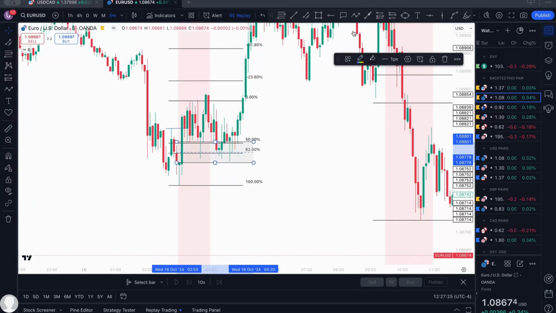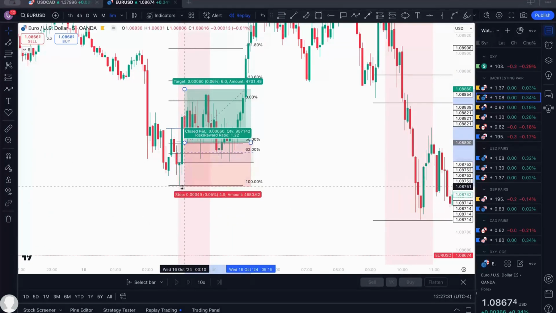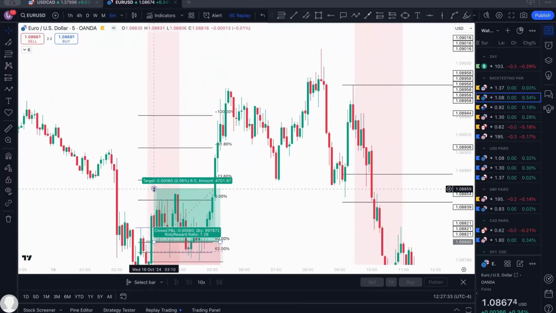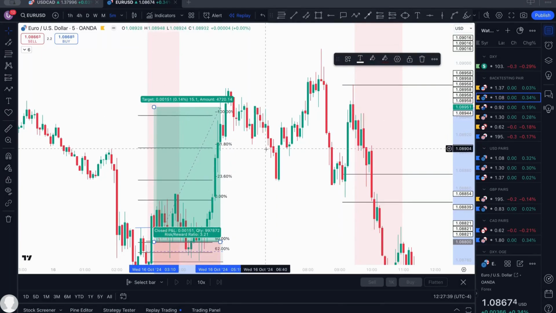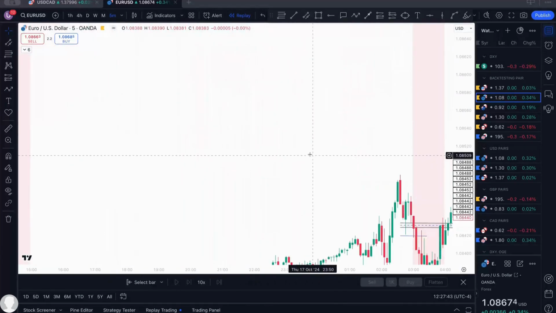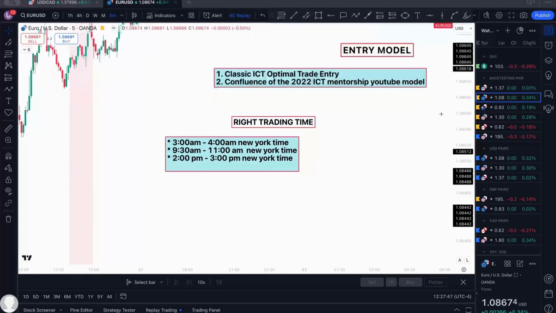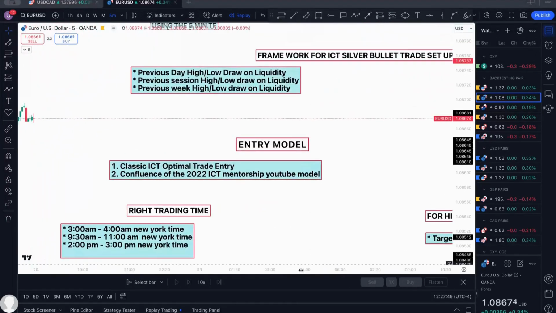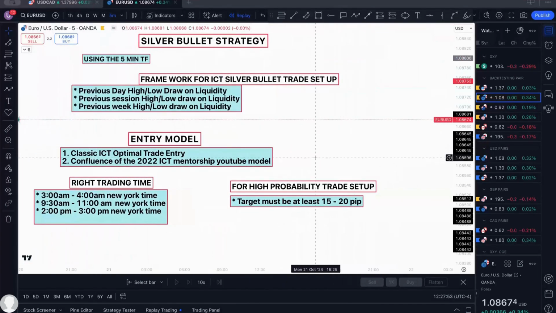I can take my entry from there, the fair value gap entry. Here's my long position, the fair value gap entry, and I can target 15 pips only. I target 15 pips. Can you see that? Or you target 20 pips based on the instruction that was given to us. Follow the instruction given to us. The instruction is the guide of how we trade the silver bullet strategy.